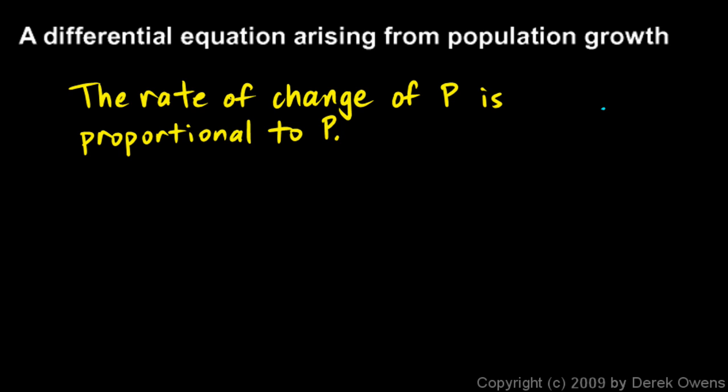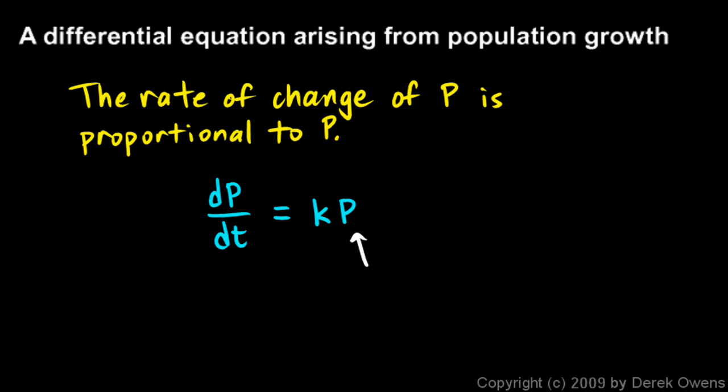Now, this sentence is a mathematical statement. I can translate that directly into an equation. The rate of change of P, that's dP/dt, how P changes with respect to time. dP/dt is proportional to P. That means it equals some constant times P. And there we have it, a differential equation.